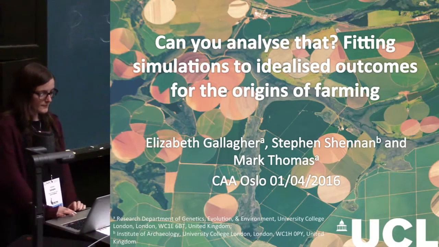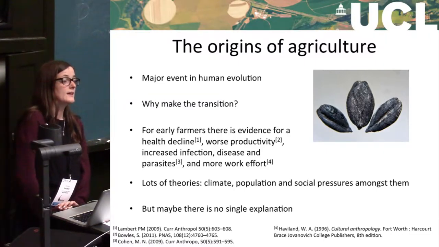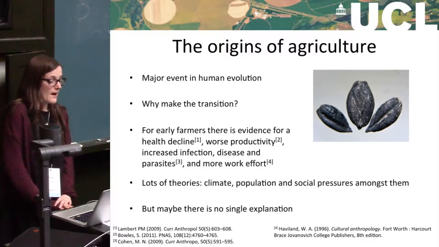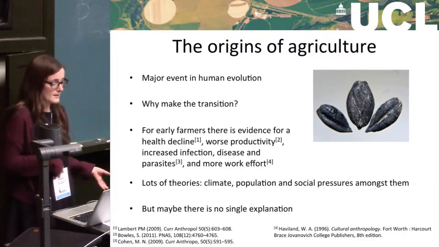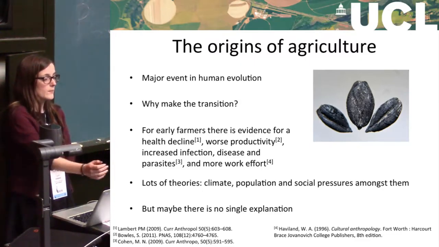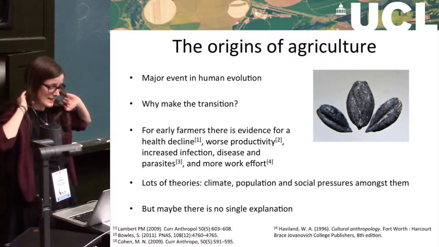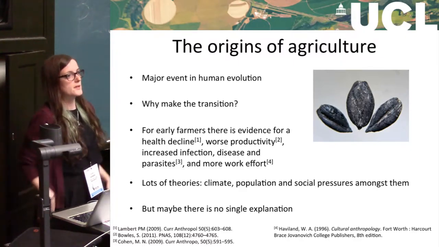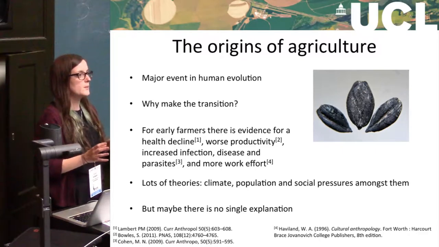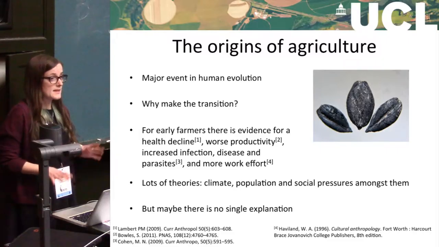So first of all, the origins of agriculture, I'm sure you all know, is a major event in human history. But why did we make the transition? It's not that obvious because for those first farmers that were switching to agriculture, there's evidence of a health decline, worse productivity, an increase in infection and disease, and more work effort. So it's really not obvious what was going on around that time when people were switching to farming from hunting and gathering.